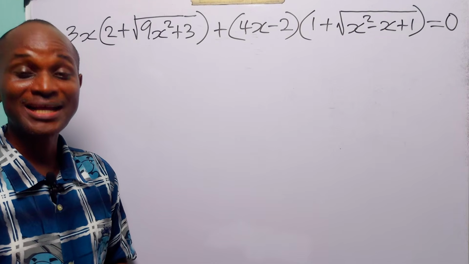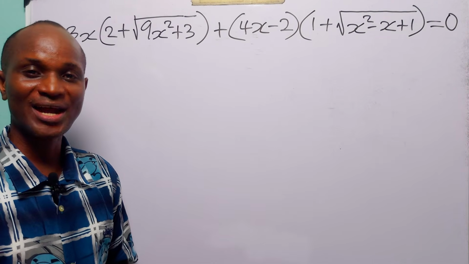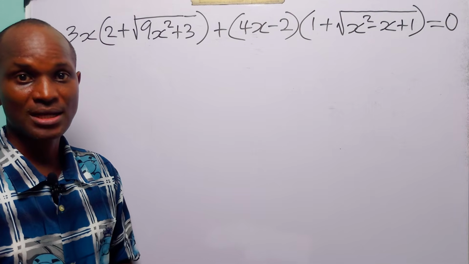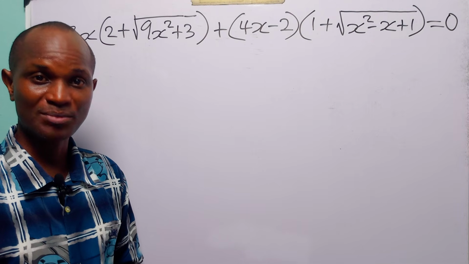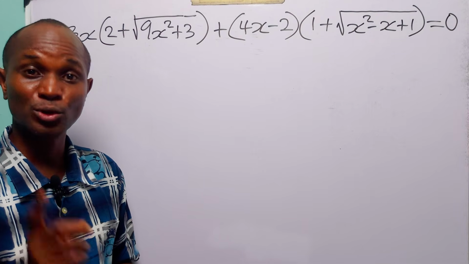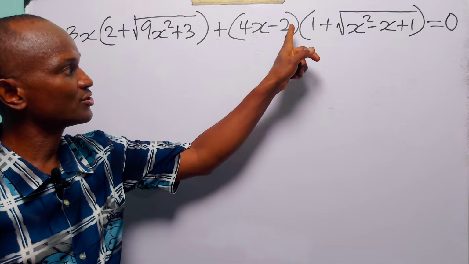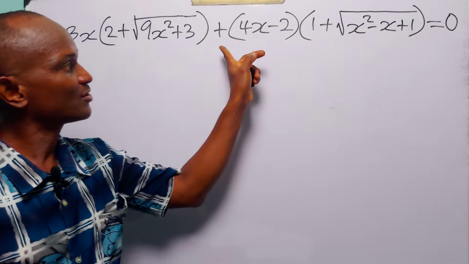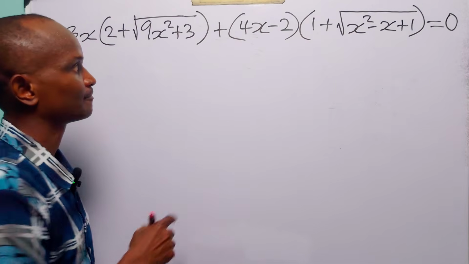Hello and welcome. In this math tutorial, our task is to find the real values of x that satisfy this equation. Now, this equation may look quite complicated, but it has a very simple solution. What we are going to do is start by rewriting this second term. Let us multiply this term by 1.